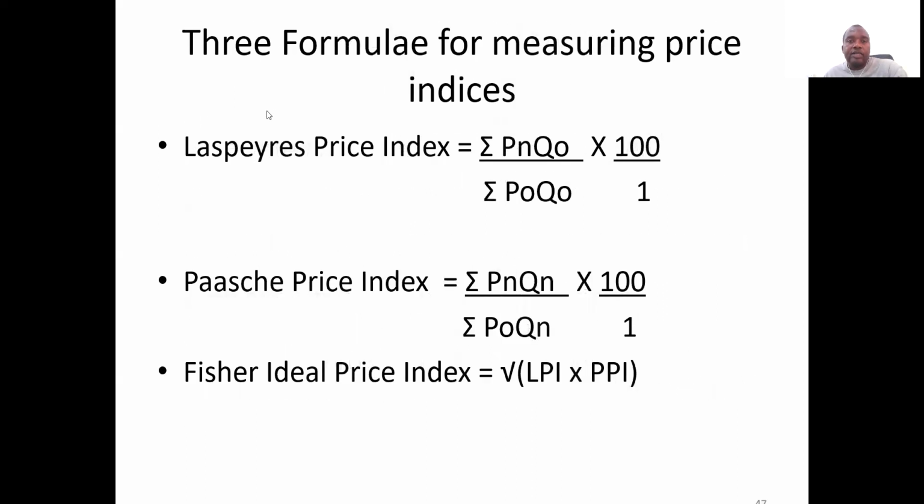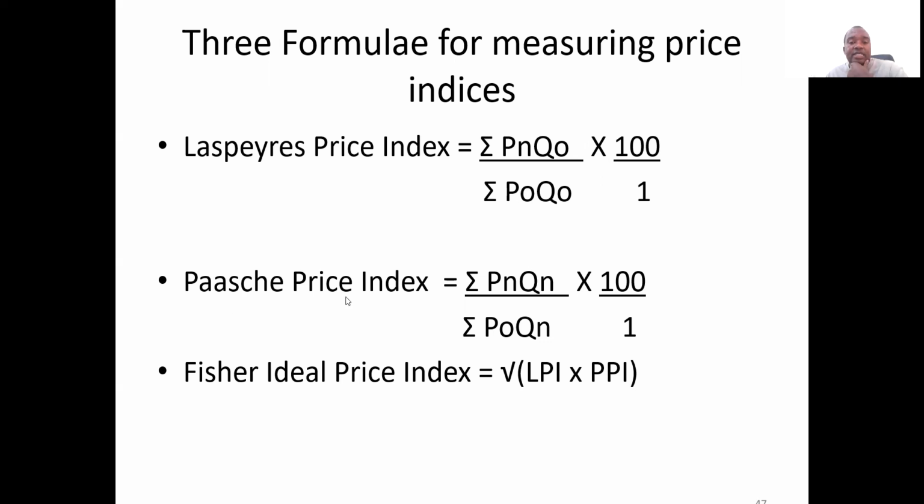So we've got three formulae that are used in the literature and also empirically to calculate the consumer price index. We've got the Laspeyres price index, which is simply the summation of the current prices multiplied by base year quantities and divided by the summation of base year prices multiplied by base year quantities, all multiplied by 100/1.